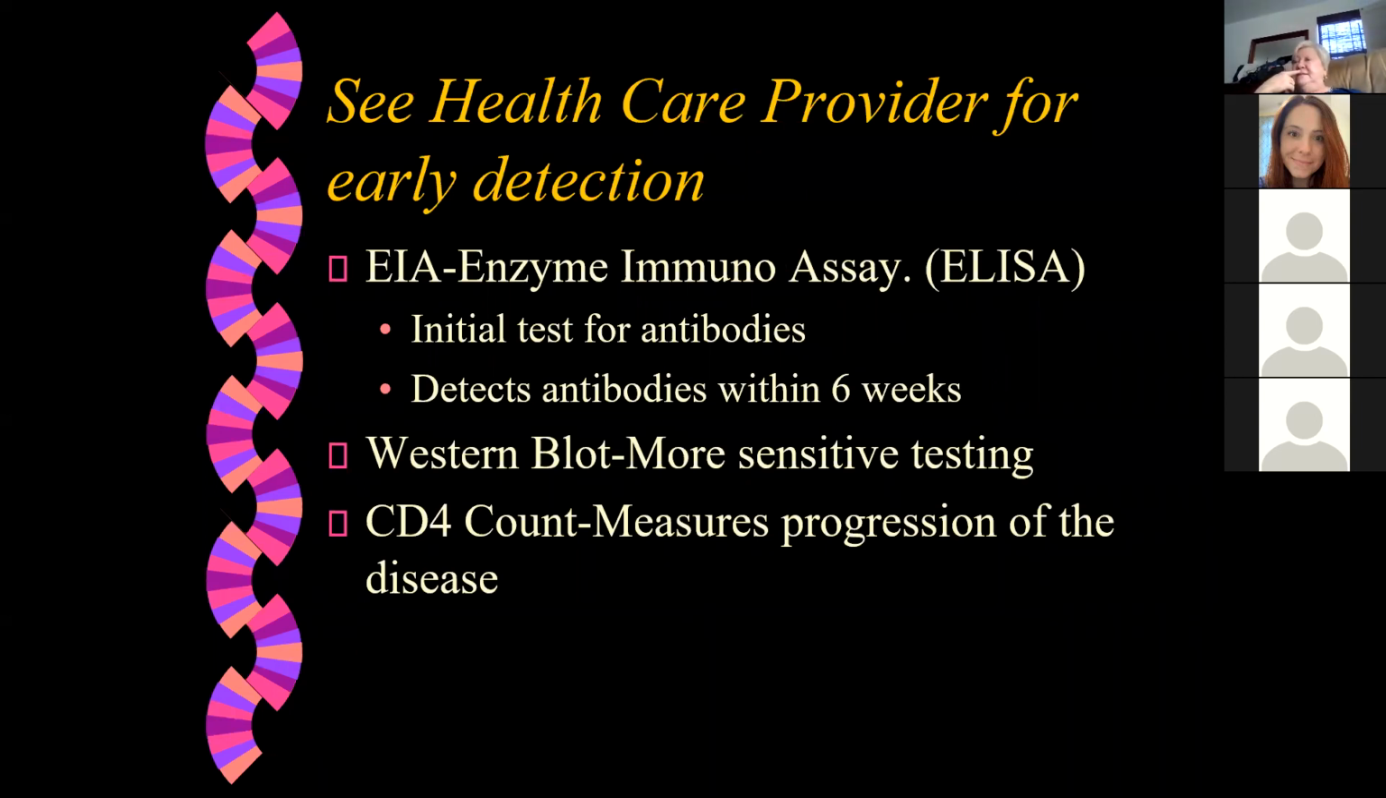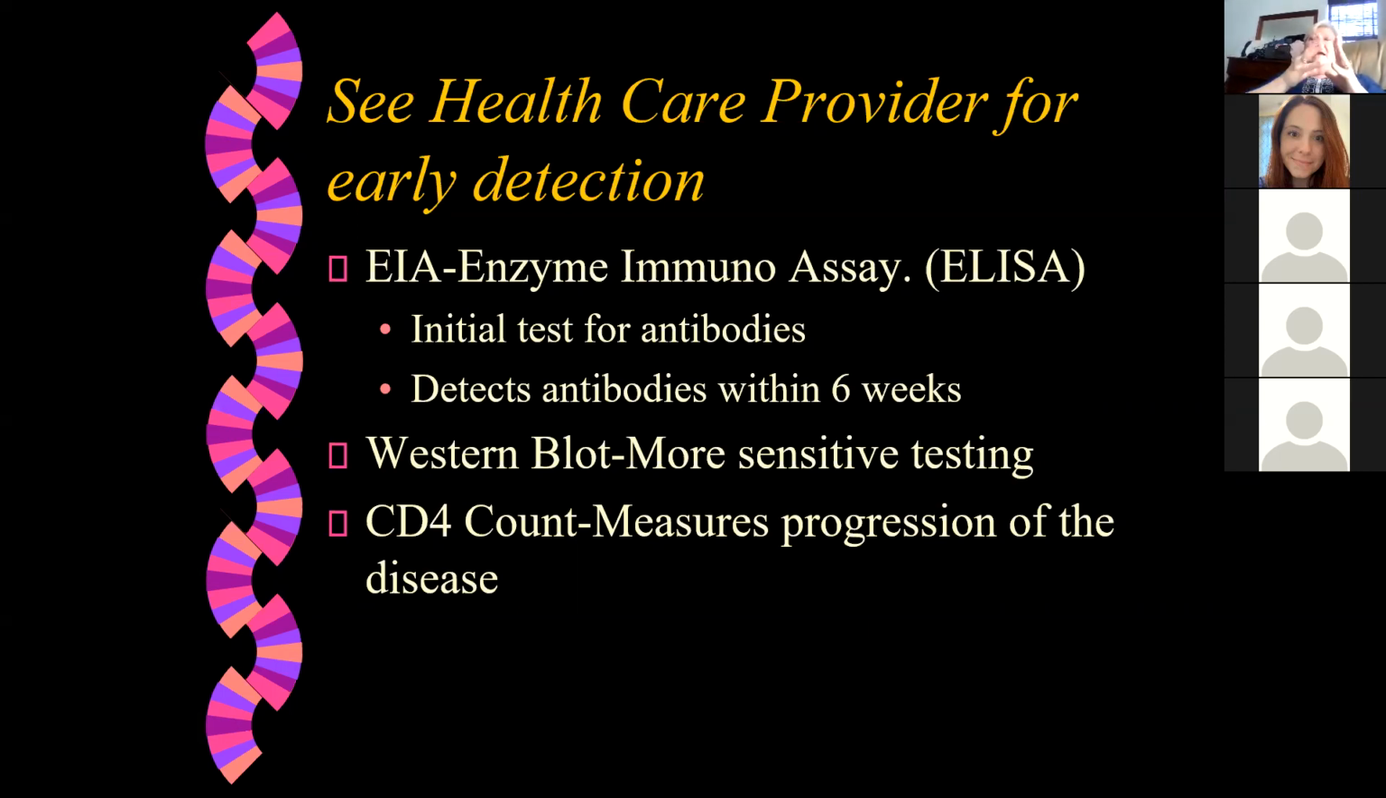Now, the HIV test, we start out with what's called the enzyme immunoassay, the EIA. It used to be called the ELISA test. It's no longer called an ELISA test. It's now called an EIA test. And it tests for the antibodies that your body has developed once you are exposed. It takes about 6 weeks after exposure for those antibodies to show up.